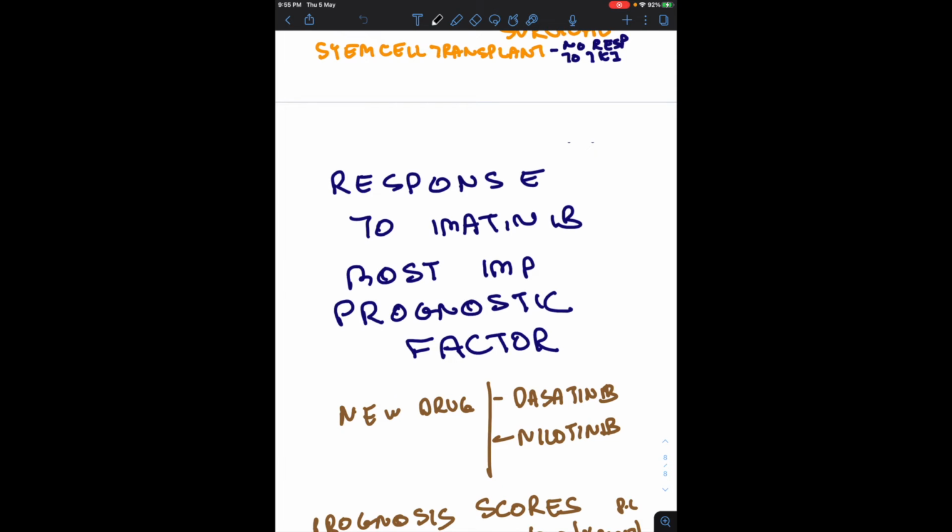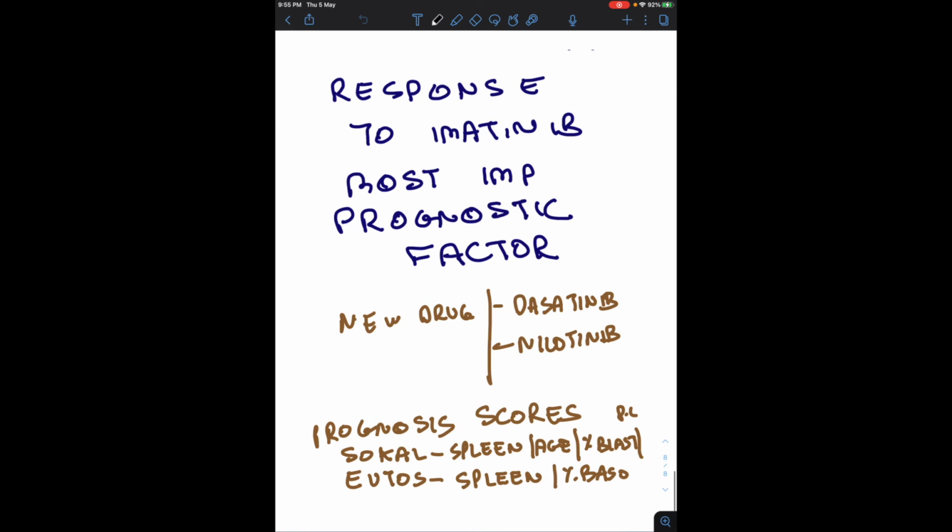Usually, the response to imatinib is the most important prognostic factor in CML. The new drugs that have come are dasatinib and nilotinib. What prognostic scores are usually used in adults? They are the Sokal score and the EUTOS score. The Sokal score includes the spleen size, age, percentage of blast cells, and platelet count, whereas the EUTOS is more simplified and includes only the spleen size and percentage of basophils.